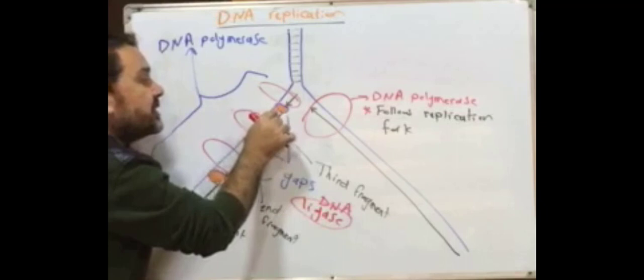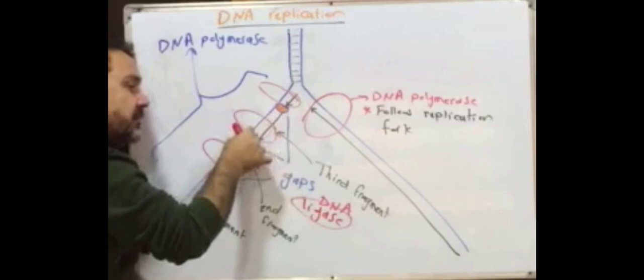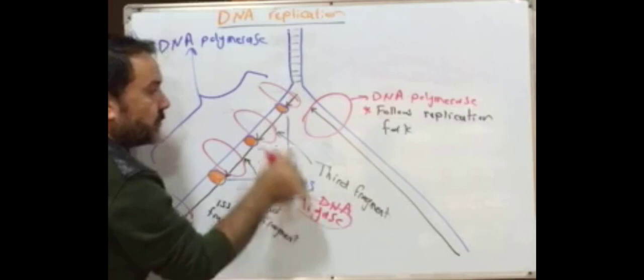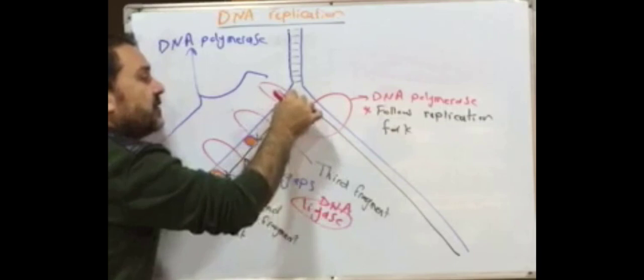One DNA polymerase forms a segment. Another DNA polymerase forms another segment. These two segments are unable to join until the DNA ligase comes to here. The DNA ligase forms a covalent bond between the first and second segments, or between two adjacent segments.